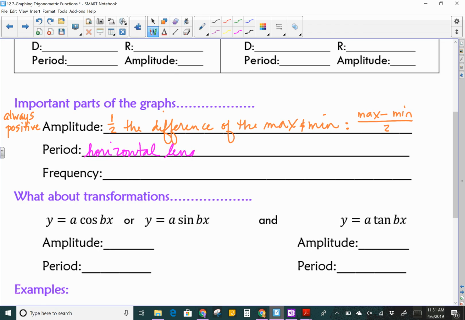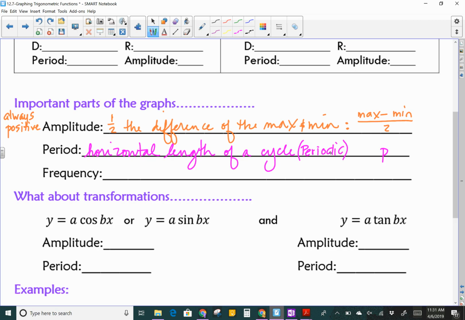Okay? The next thing we have is something called the period, and the period is the horizontal length of one cycle. Okay? There's no set formula to figure that out. It is denoted by the letter P. But all of these functions that we are going to be graphing, all the trig functions, are periodic.